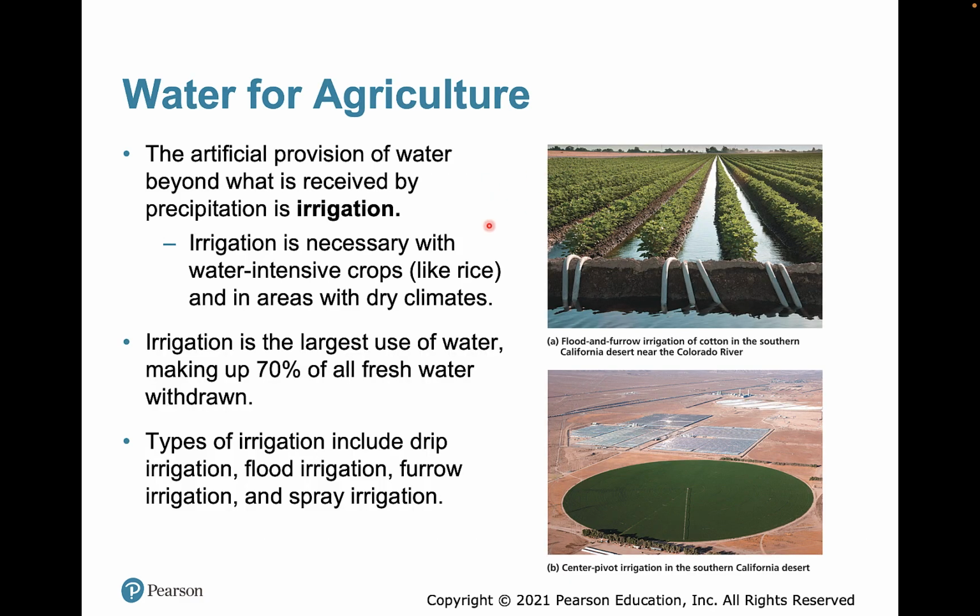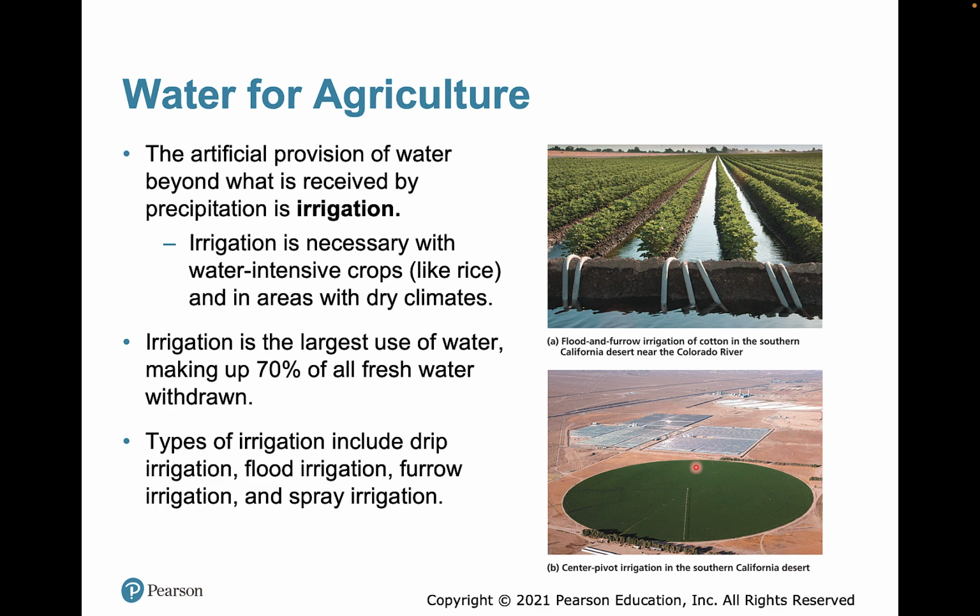So if we're going to grow these crops, we need to irrigate, okay? So irrigation is when you take more water than what is naturally received by precipitation, okay? You need to irrigate when you're growing crops that are water intensive, like rice. Rice is grown in a paddy, which is flooded for most of the time. Or in areas with dry climates, like here. This is the Southern California desert. And if you're going to grow stuff here, you need to irrigate.